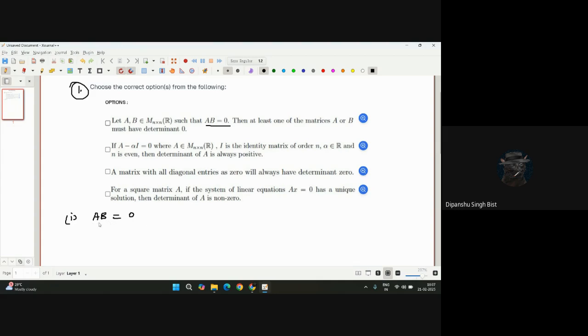Given A is a square matrix and B is a square matrix, their product is also going to be a square matrix, so we can take the determinant on both sides. So determinant of AB is equal to the determinant of the zero matrix. If both are matrices, then on the right hand side you also get a matrix, that's why it's the zero matrix. The determinant of the zero matrix is going to be 0 only. And here it says the determinant of A times B is equal to 0. Now what can I do?